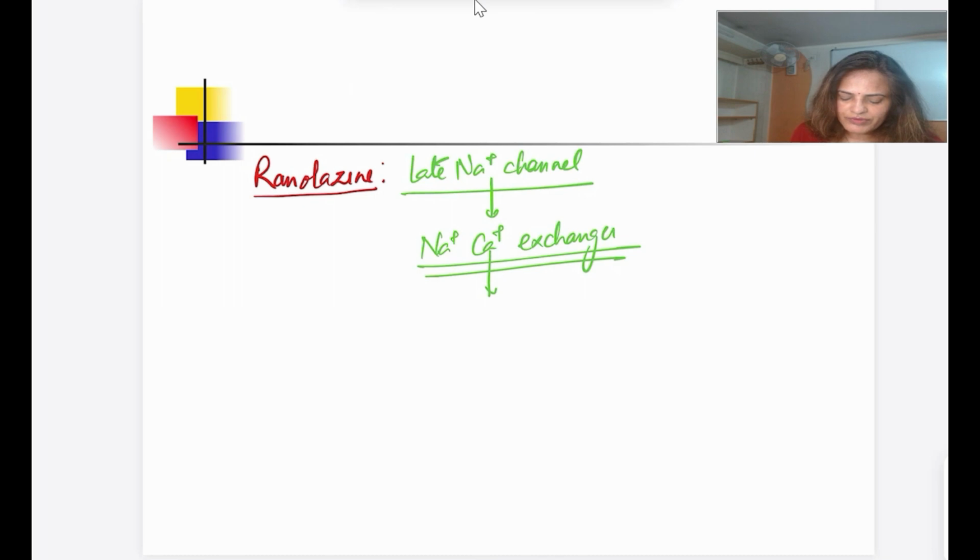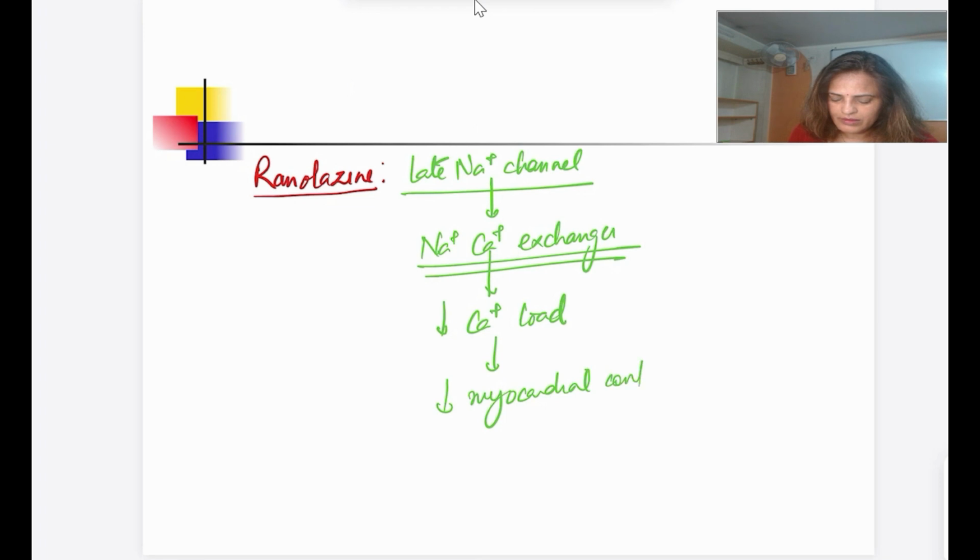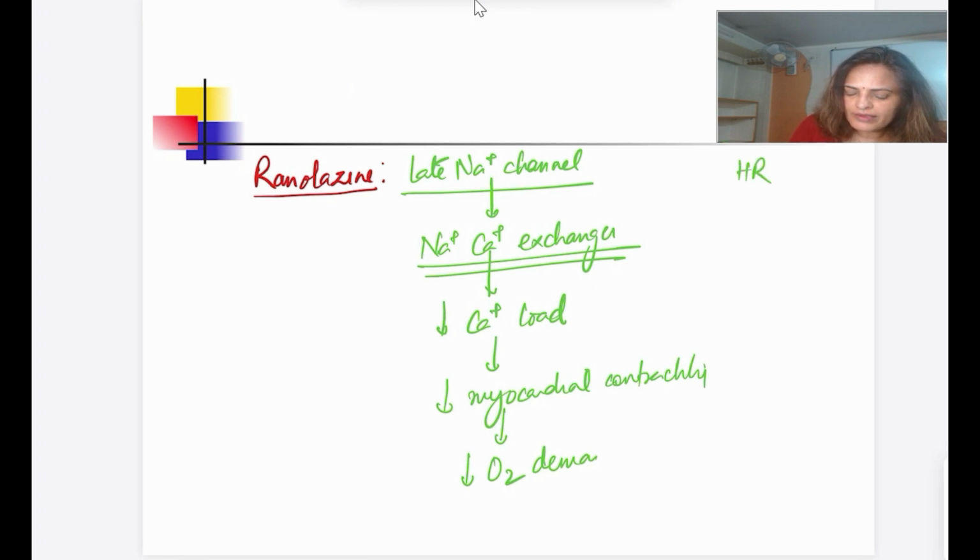So what will happen now? Because of this, there will be a decreased calcium load in the myocardium, and this is going to decrease the myocardial contractility, and by decreasing the myocardial contractility it is going to decrease the oxygen demand. This drug does not have any effect on the heart rate, okay, but definitely it is going to improve the exercise tolerance, whereas trimetazidine has no effect on the exercise tolerance. So this is one mechanism of ranolazine, the main mechanism.